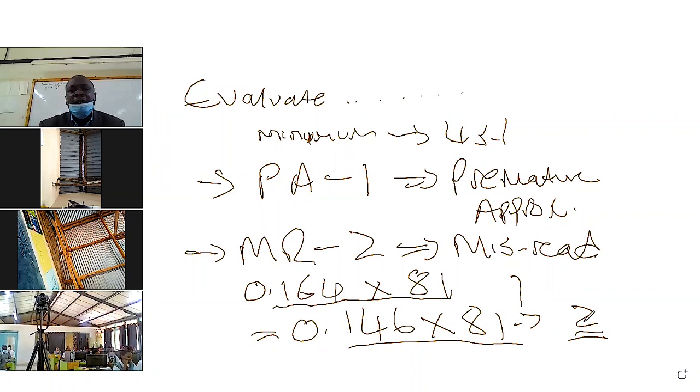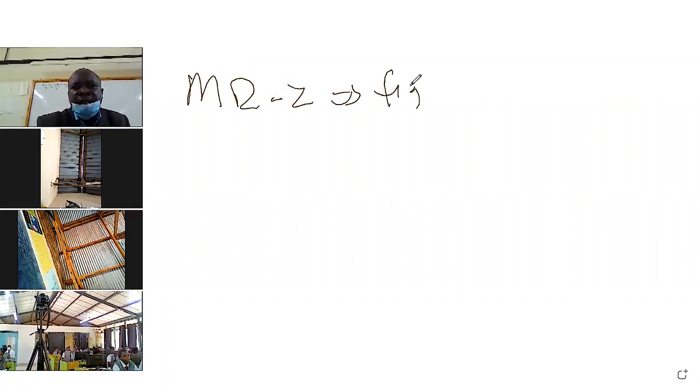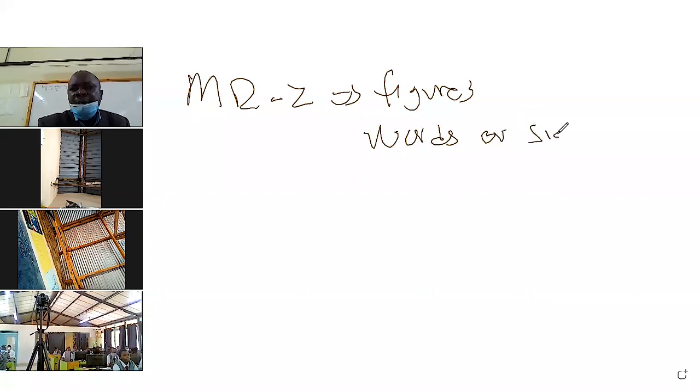If it was 3 marks, you will get how many marks? 1. You will get 1. But there's no need of losing 2 marks just for a simple thing about a misread. But misread has got some rider. The misread allowed, misread minus 2, is only allowed for figures, but it's not allowed for words or signs.